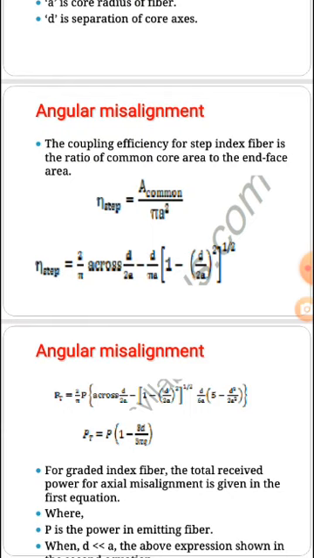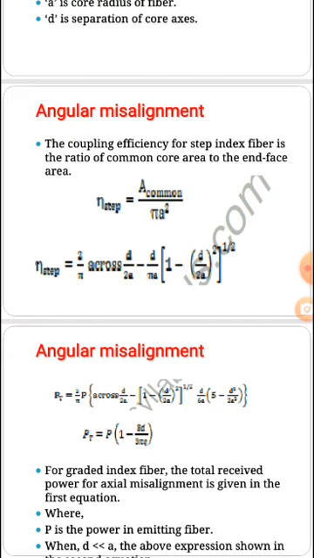Now let me give a mathematical expression for the graded index fiber. The total power which is transferred from one end of the fiber to another end of the fiber is 2 by pi into P cos inverse D by 2A minus 1 minus D by 2A square under square root, and again D by 6A into 5 minus D square by 2A square, and this is the expression. And we can minimize this one, that is for graded index fiber, the total received power for axial misalignment is given in this particular expression.